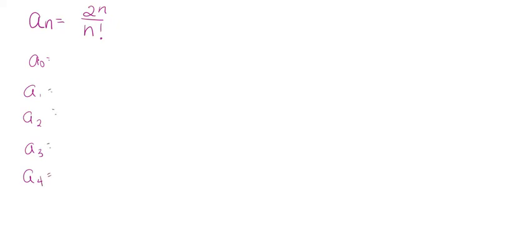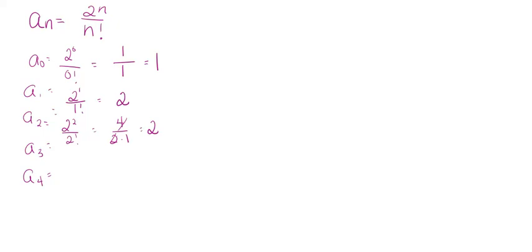This is just like evaluating expressions. So 2 raised to the 0 power over 0 factorial. Now this is defined because remember 0 factorial is 1. And 2 raised to the 0 power is 1, so this equals 1. Quite simple. Then this would be 2 raised to the first power over 1 factorial, which we also know is 1. So it simplifies to 2. And then a sub 2 is 2 raised to the second power over 2 factorial, which is 4 over 2 times 1. They cancel, and we're left with 2.